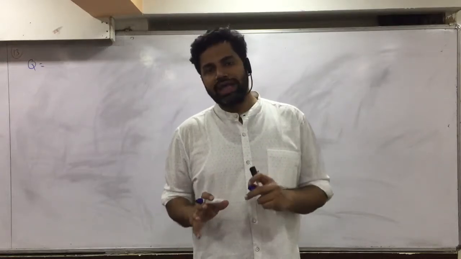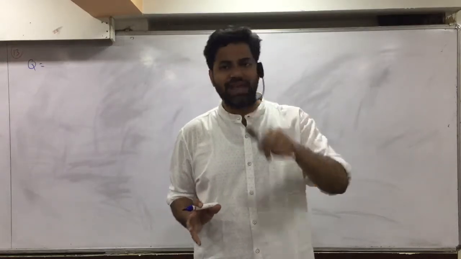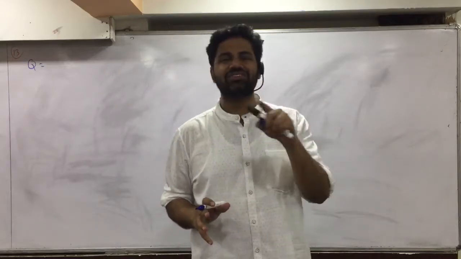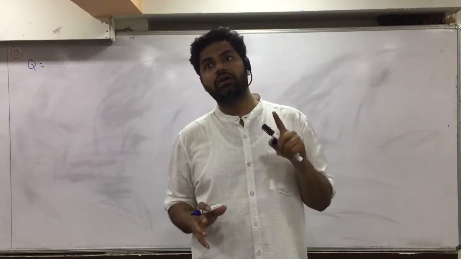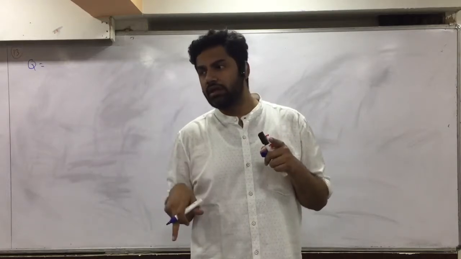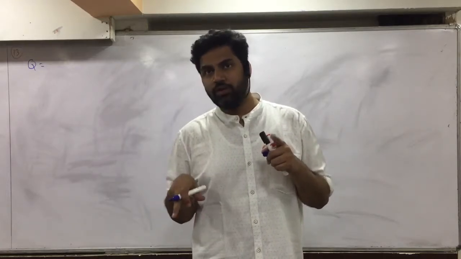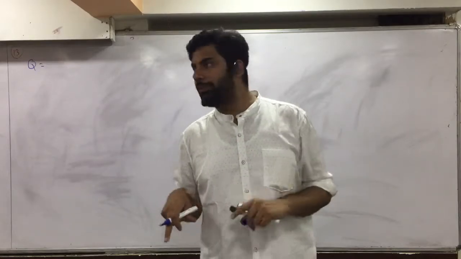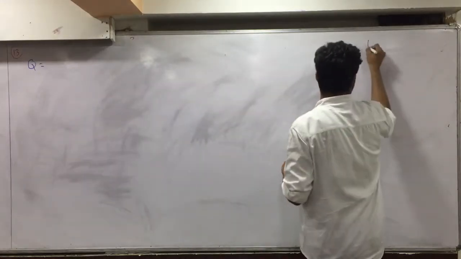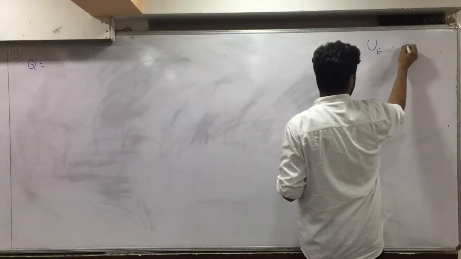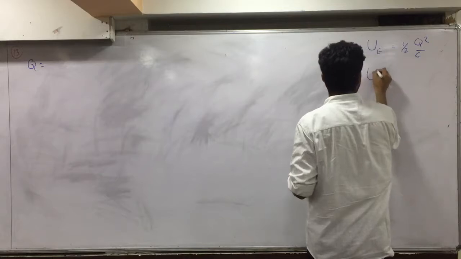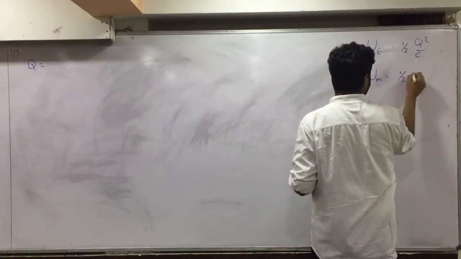Fine. If you want to prove this, you should be having the energy that the capacitor is possessing. It's half CV square, and C is equal to Q by V, so it is half Q square by C. So capacitor is having electric energy, which is equal to half Q square by C. And when you talk about magnetic energy, which is equal to half Li square.